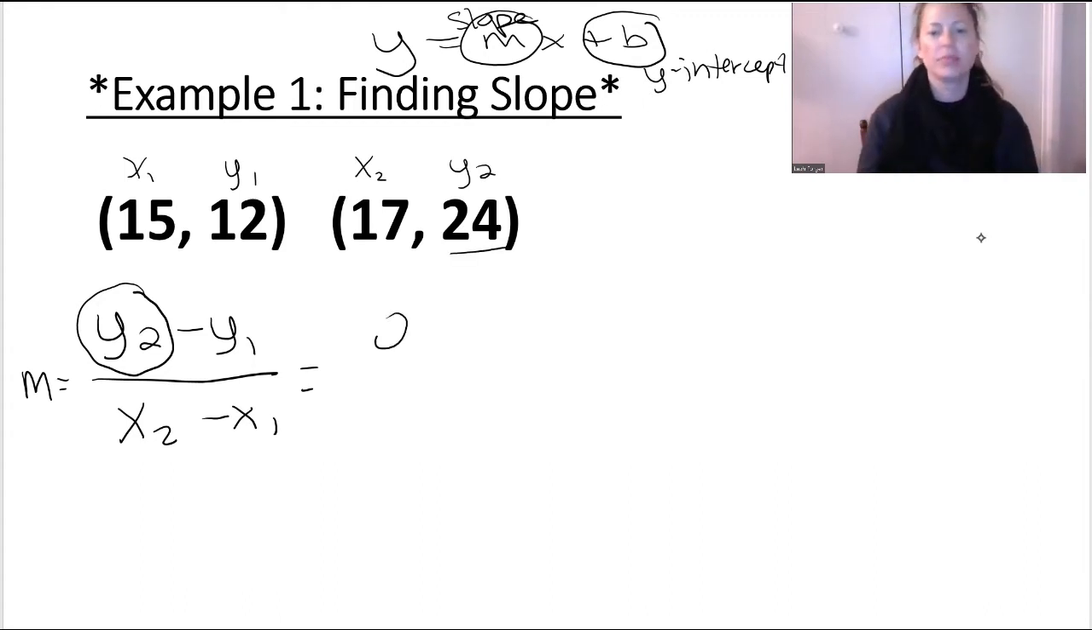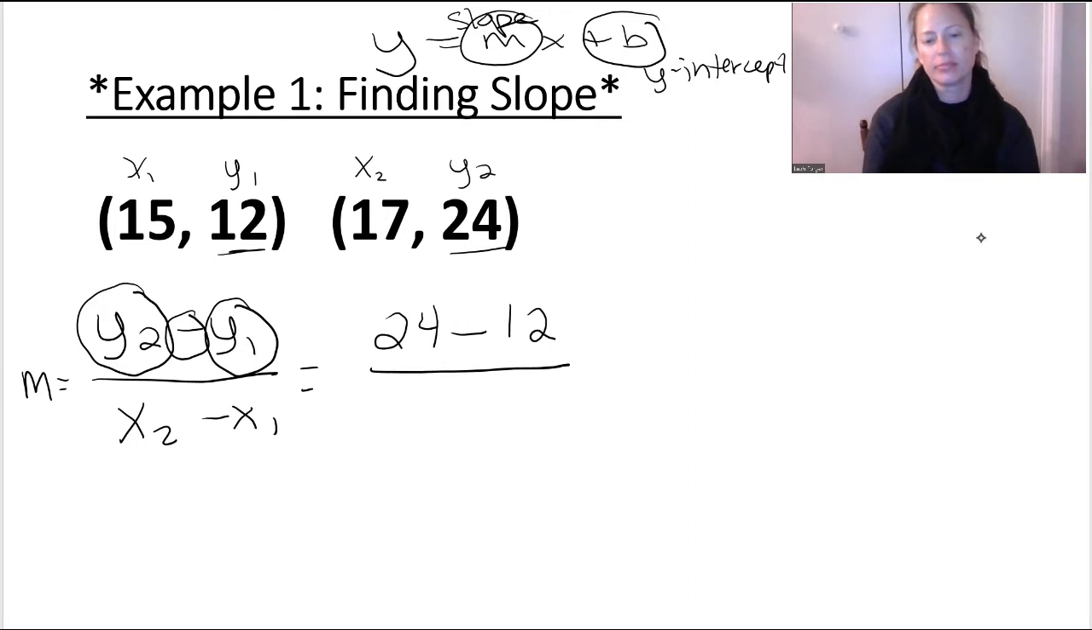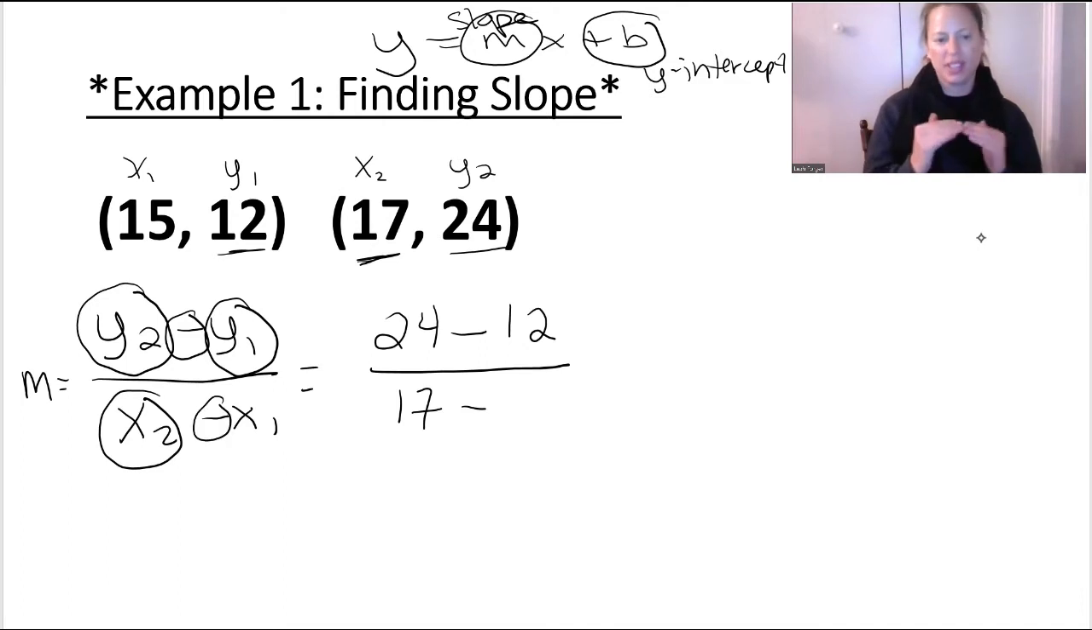24. So I'm going to write 24 minus, because it says minus, y1. Here's my y1 right here, 12. So 24 minus 12 all over, because that's my change in y's, over my change of x's. So let's see what that's going to be. x2 is 17 minus x1, which is 15.